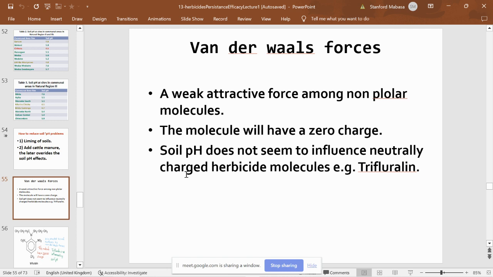Now, there are some molecules which are not charged, but which are attracted to soil particles. So there exist some weak attractive forces among nonpolar molecules. Nonpolar molecules are those which are not charged. The molecule has got a zero charge. So in this case, soil pH may not affect such herbicides like trifluralin, which has a zero charge.